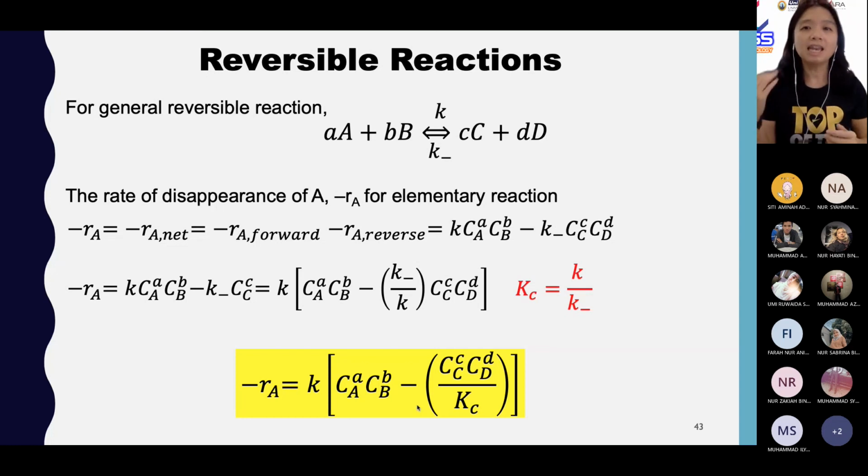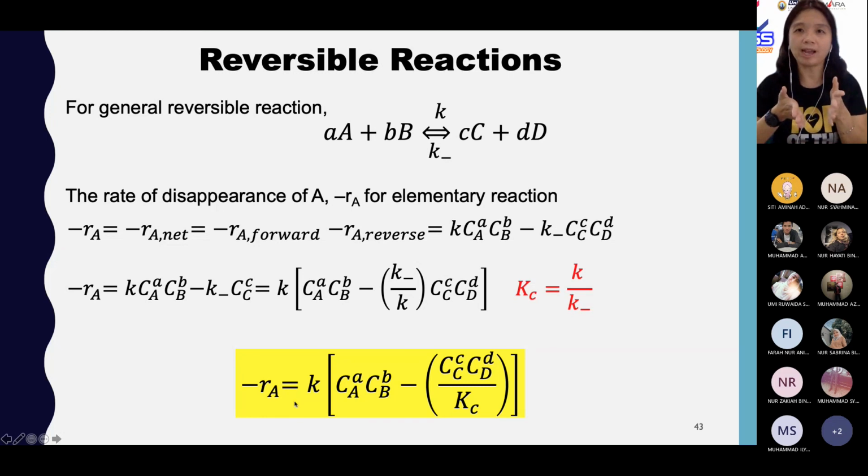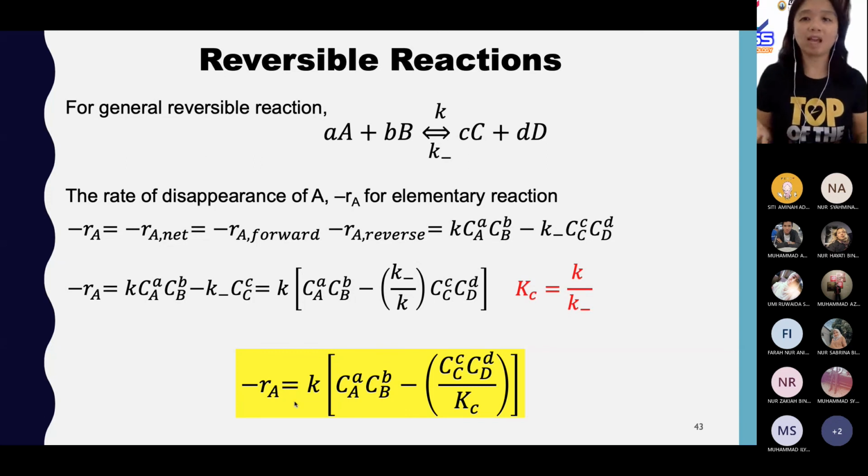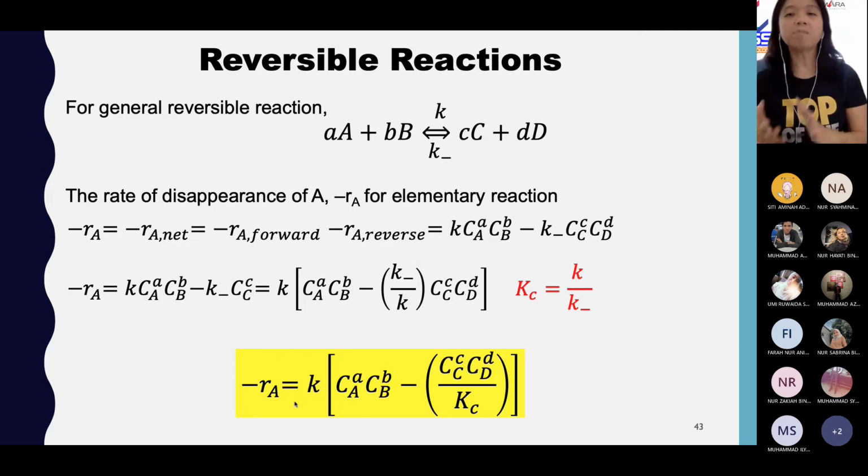So kalau this is elementary reversible rate law, is written as minus Ra equals to K in bracket, concentration of both of your reactant A and B, power stoichiometric A and B as according to your chemical equation, minus in bracket at the top concentration of your product C and D, power stoichiometric coefficient divided by Kc, your equilibrium constant. So then you get the rate law for reversible reaction.